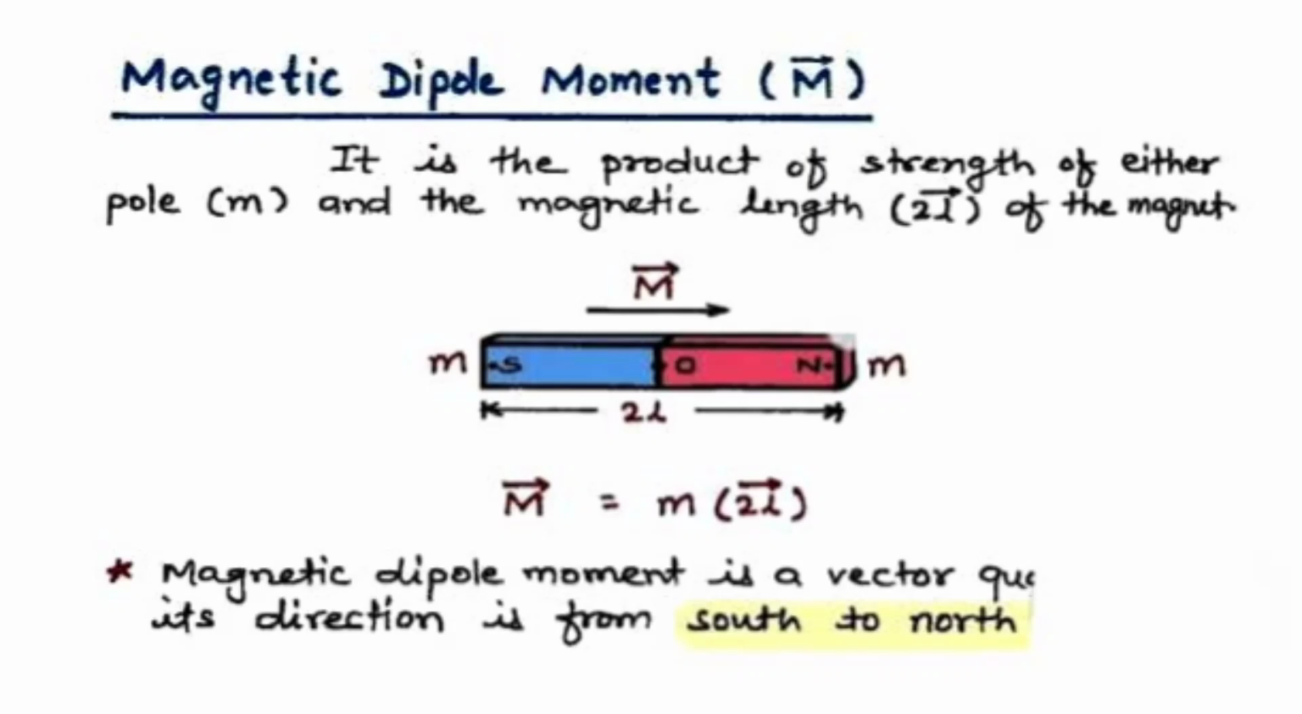Magnetic dipole moment is represented by the symbol small m, which is equal to qm multiplied by 2l. Here qm represents the pole strength of either pole and 2l is the distance between the magnetic poles. Magnetic dipole moment is a vector quantity because the magnetic length is directed from the north pole to the south pole. So we can say that the direction of the magnetic dipole moment is from south to north pole of a magnetic dipole.